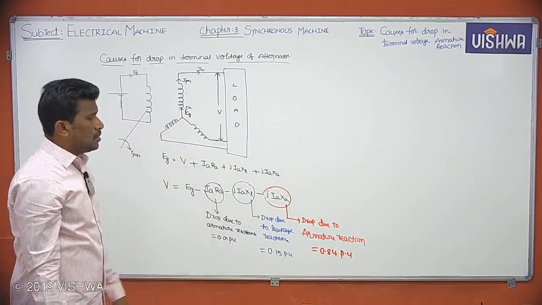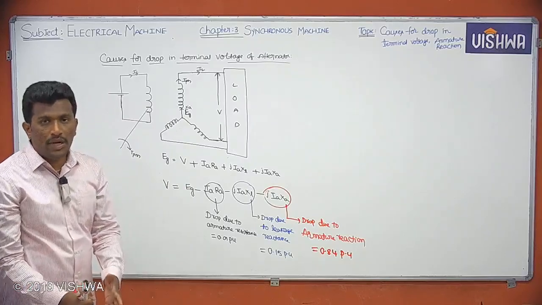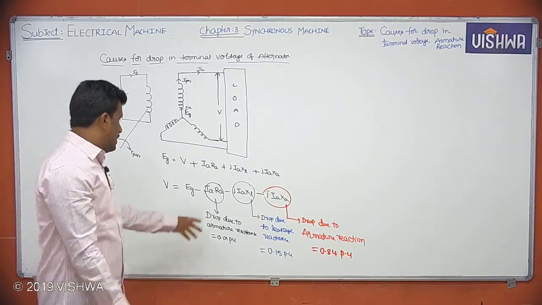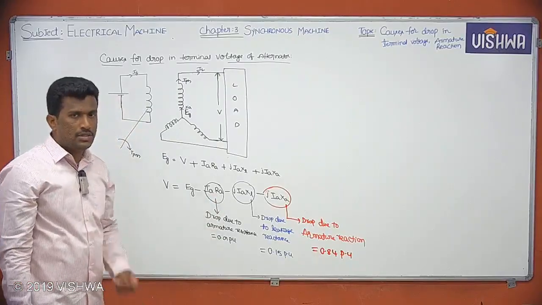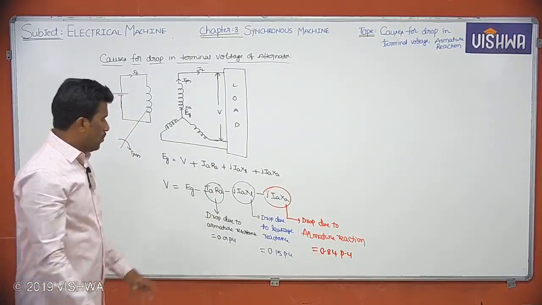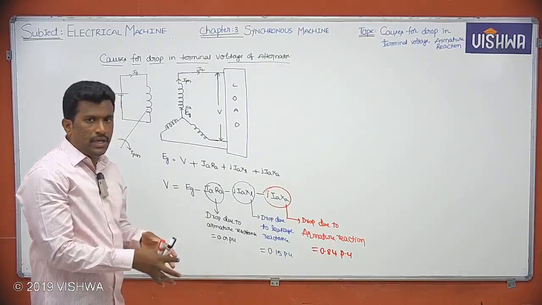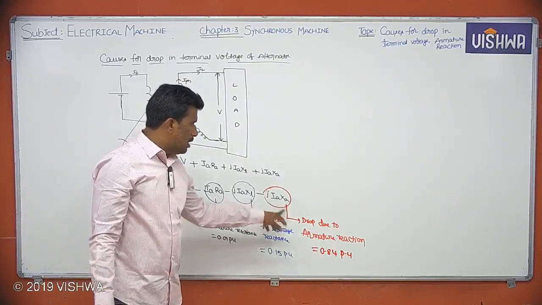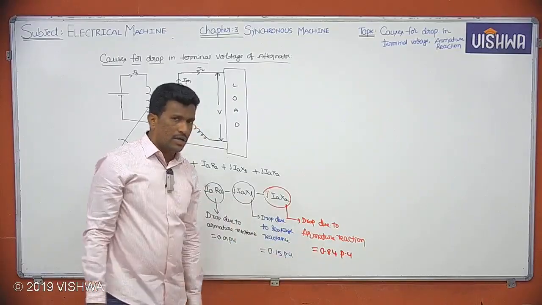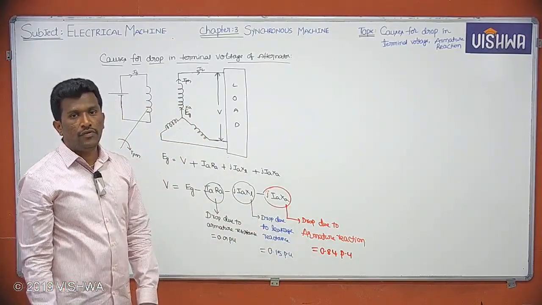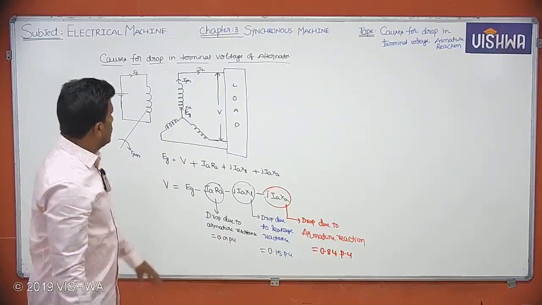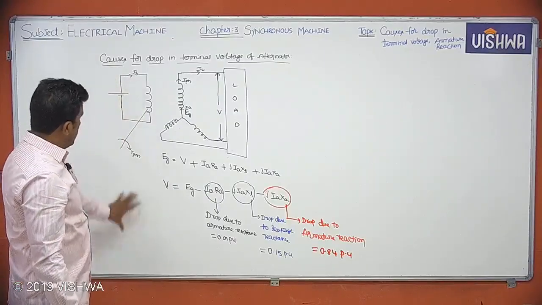Tell me, what is the most dominant drop here? You can see this armature resistance drop is very small. It's almost negligible, 0.01 per unit. And what is the drop which is more dominant here? It's clearly visible that the armature reaction drop is more dominant. It will be around 0.84 per unit. So this is the cause for the drop in terminal voltage.